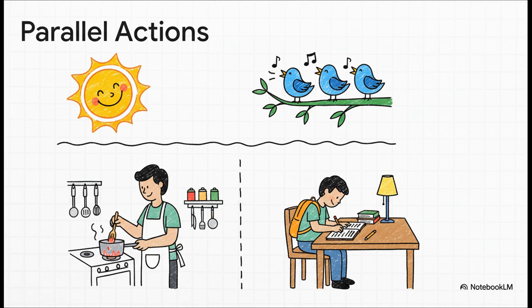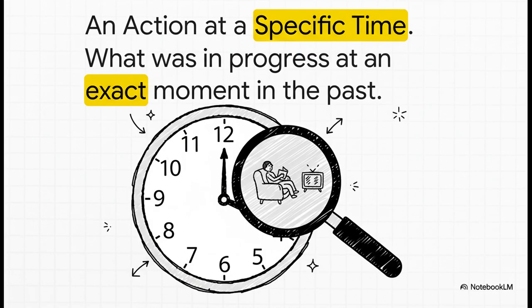See, here it's not about an interruption. These are all parallel actions happening together to build a complete scene. It's a fantastic descriptive tool. And finally, our third use. We use this tense to say what was in progress at a very specific moment in the past. It's all about zeroing in on a particular time.